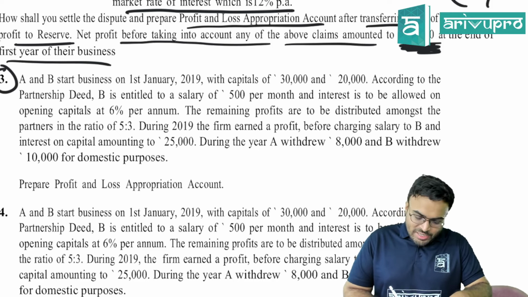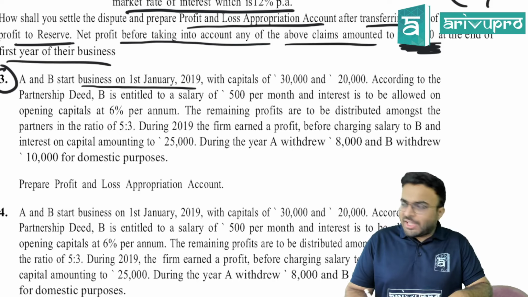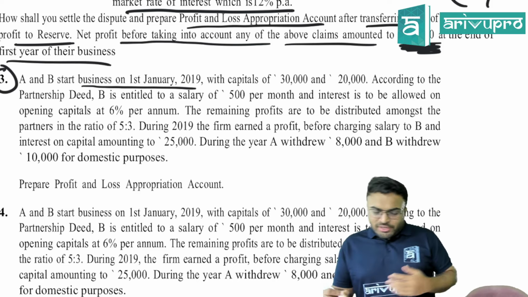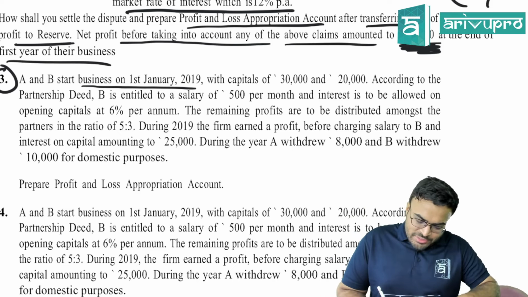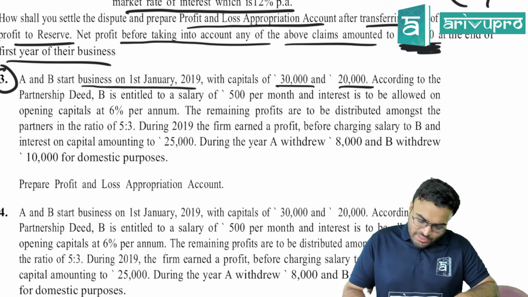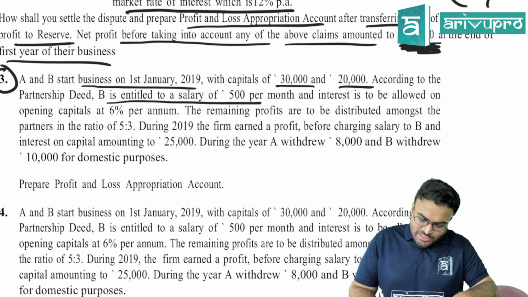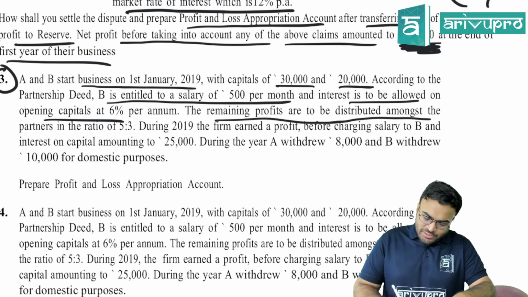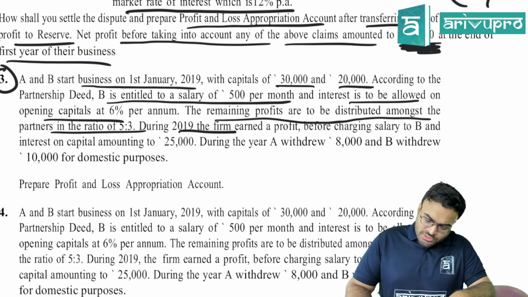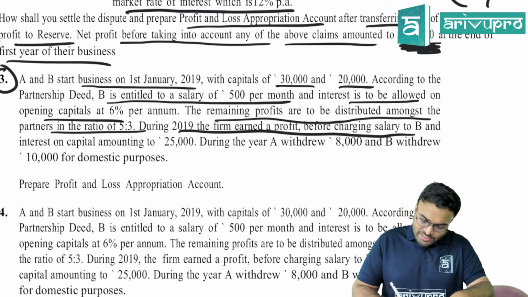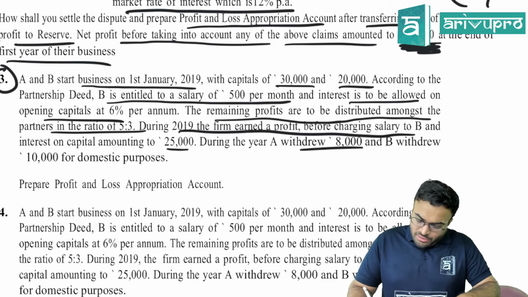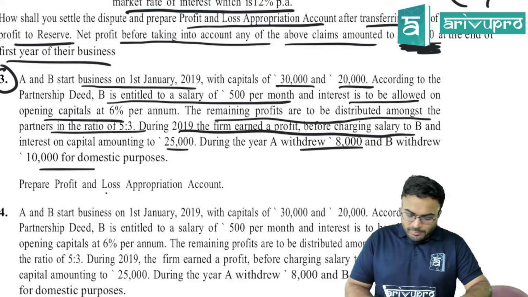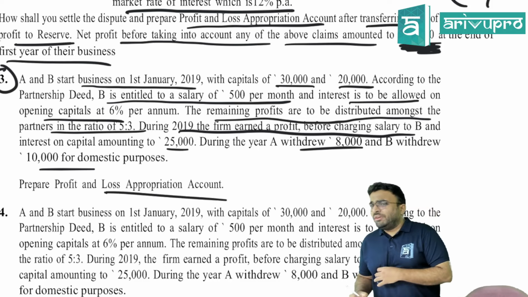A and B start business on 1st January 2019 with capitals of 30,000 and 20,000. According to the partnership deed, B is entitled to salary of 500 per month. Interest is to be allowed on opening capital at 6% per annum. The remaining profits are to be distributed among the partners in profit sharing ratio. During 2019, the firm earned a profit before charging salary and interest of 25,000. Prepare P&L.